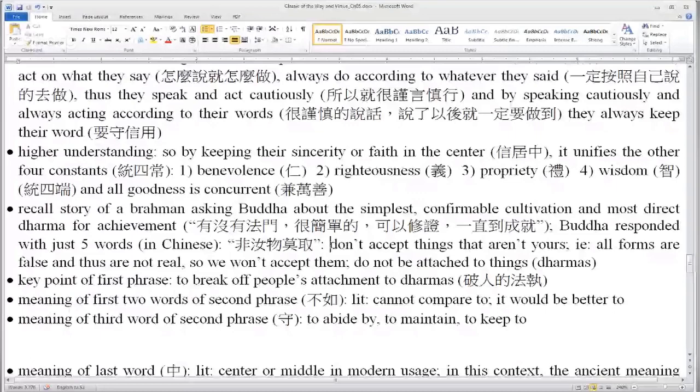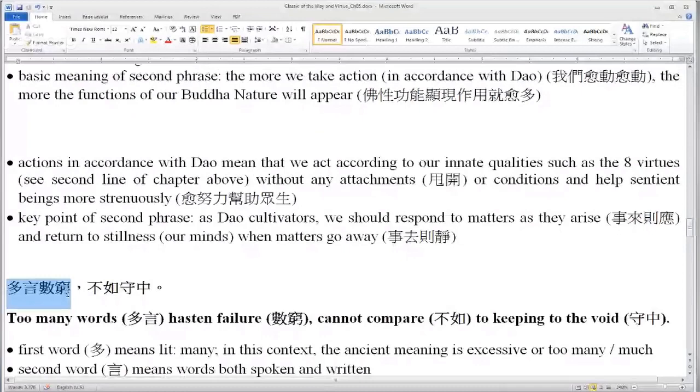So basically, what this teaching point and what the Brahman understood is that we should not become attached to things that are not real, that are not permanent. So do not be attached to things or dharma in Sanskrit. It could mean teachings, but it also means all forms, all things. So that's the important teaching point of this story. It's very, very interesting.